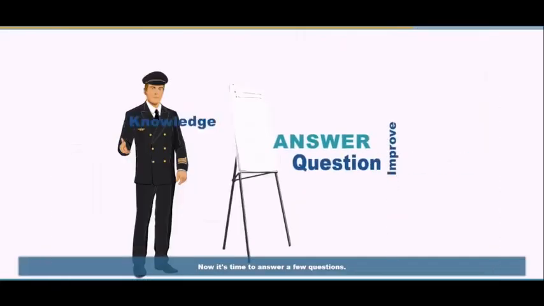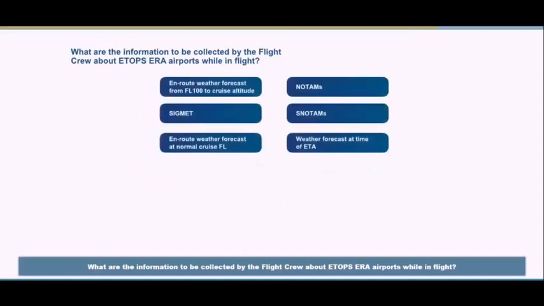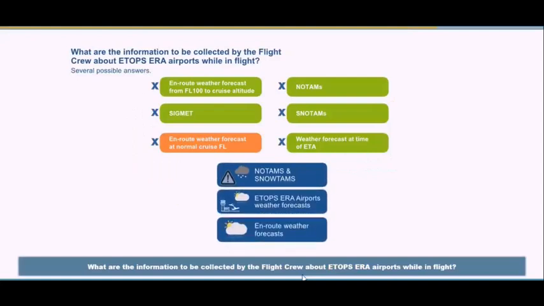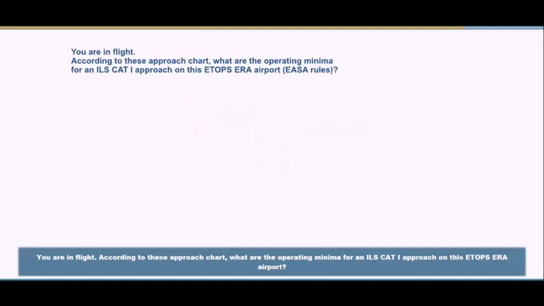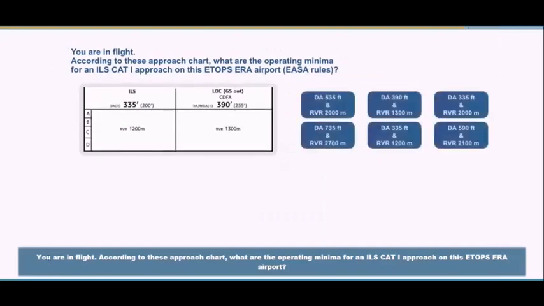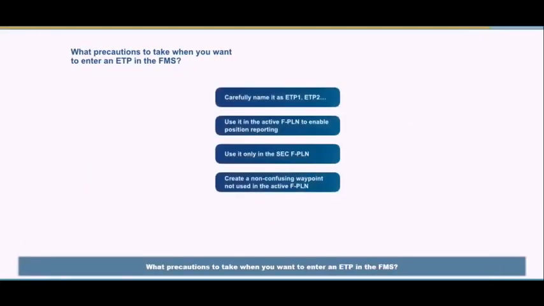Now it's time to answer a few questions. What is the information to be collected by the flight crew about ETOPS CRA airports? You are in flight. According to this approach chart, what are the operating minima for an ILS Cat 1 approach on this ETOPS CRA airport? What precautions should be taken when you want to enter an ETP in the FMS?